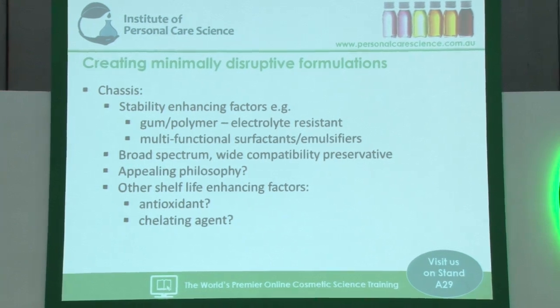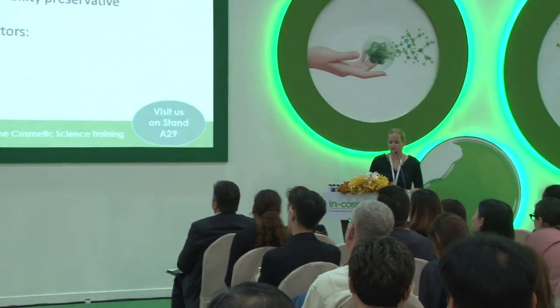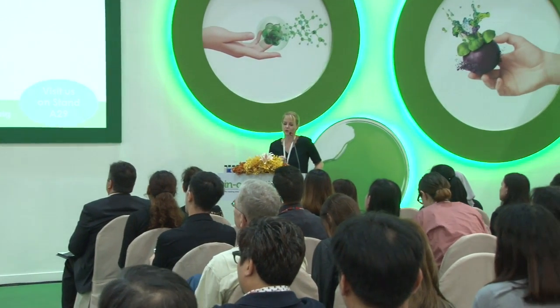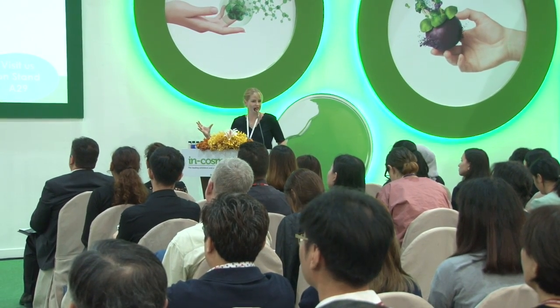So we're picking an electrolyte resistant gum or polymer, and we're picking a multifunctional surfactant or emulsifier. You need to pick a broad spectrum, wide compatibility preservative. This is always tough, okay? And when you're dealing with different philosophies, it makes your selection even harder. So, just to prove a point today, I'm going to talk you through some base formulations that suit cheap synthetic bases and green cosmos bases. Who's excited now? And I'm not going to do it just for emulsions, I'm also going to do it for surfactants.